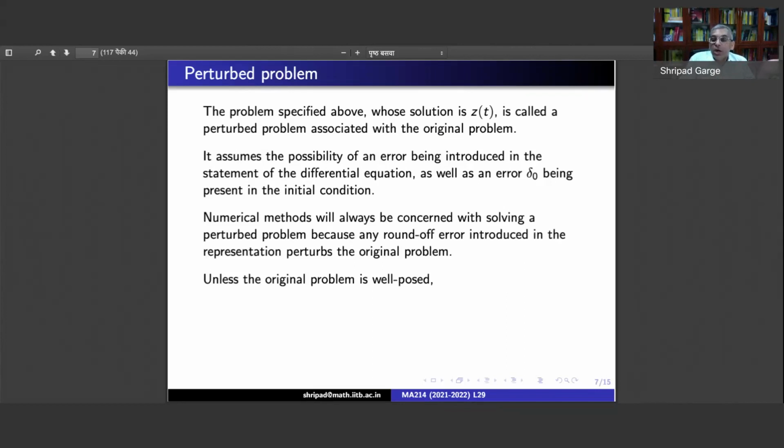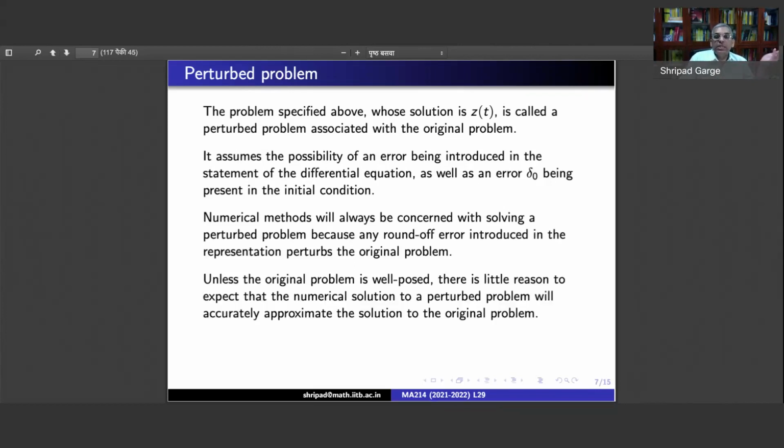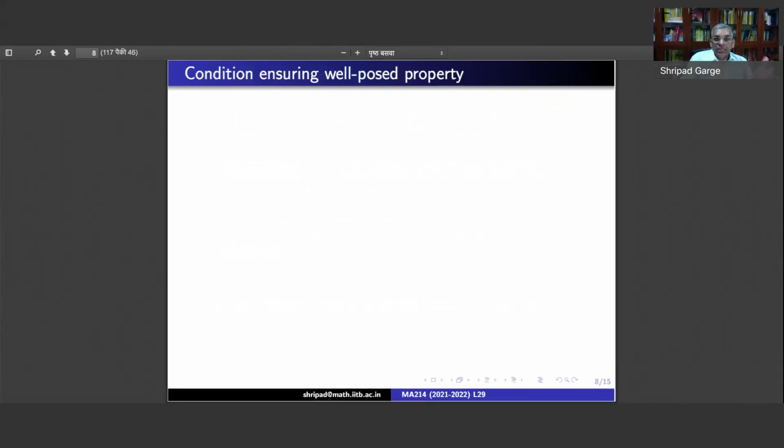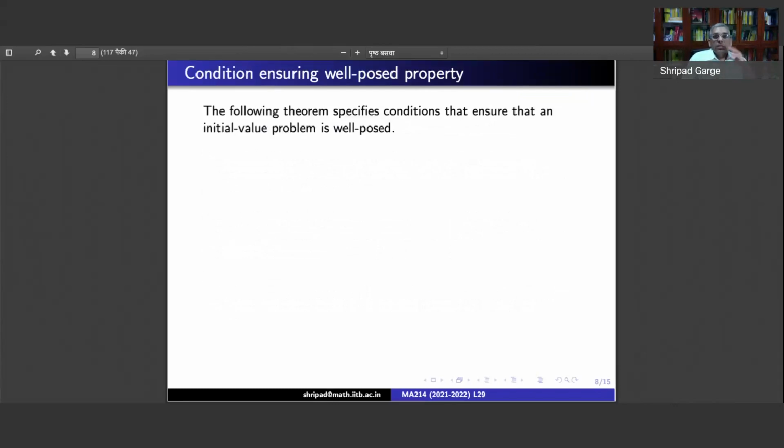If the problems are not well posed, there is little reason to expect that the solution to our perturbed problem will give you a nice approximation to the solution to the original problem. So having a problem well posed is something that is really very important for us. So there is a condition which ensures the well-posed property. So this is the theorem that we are going to state.